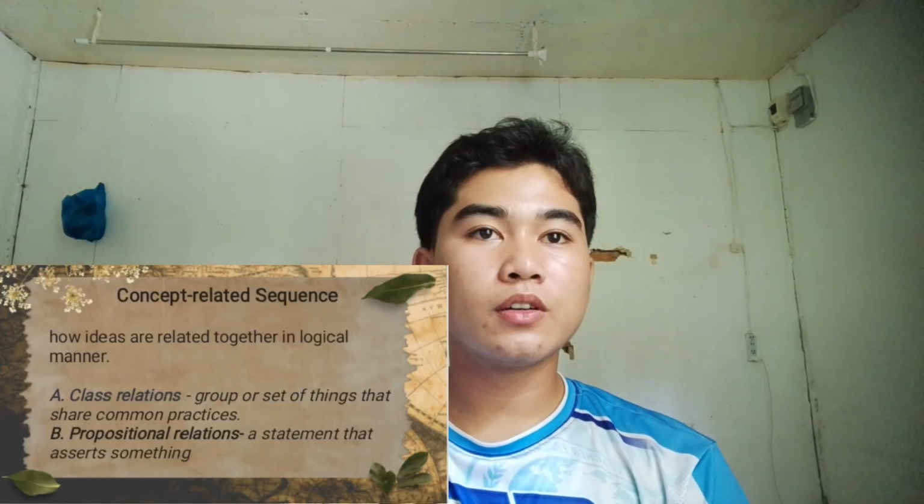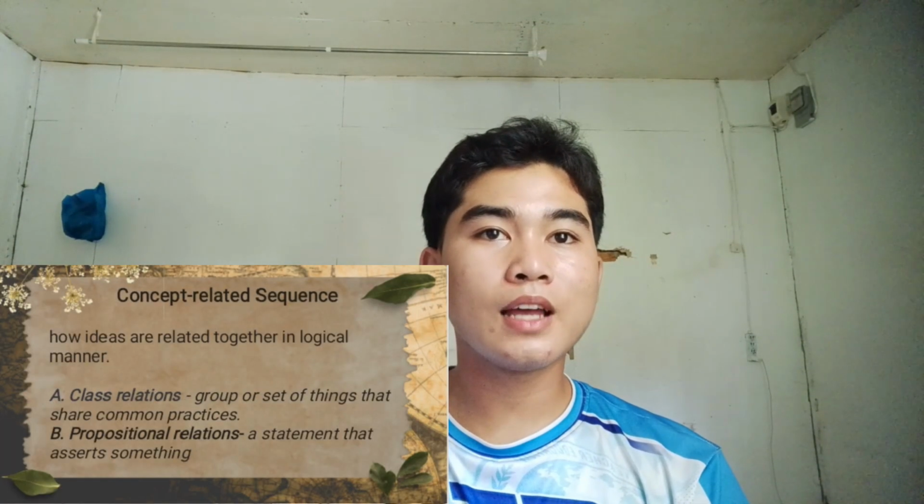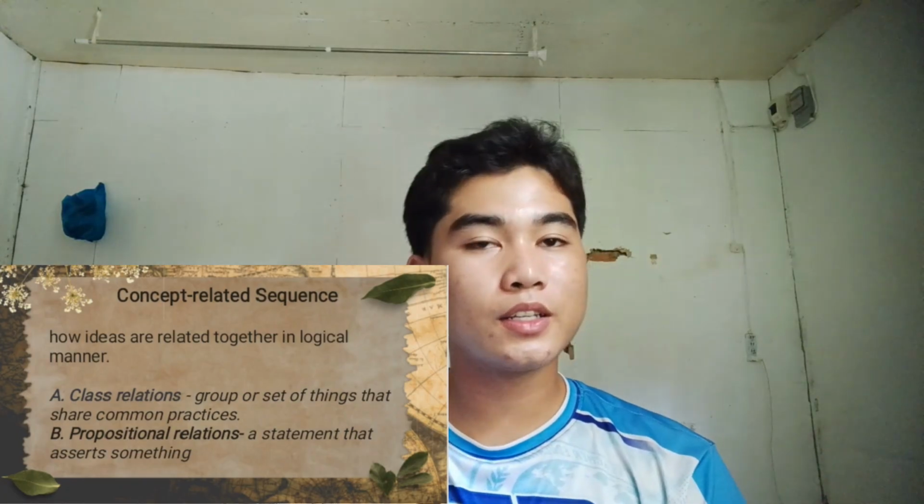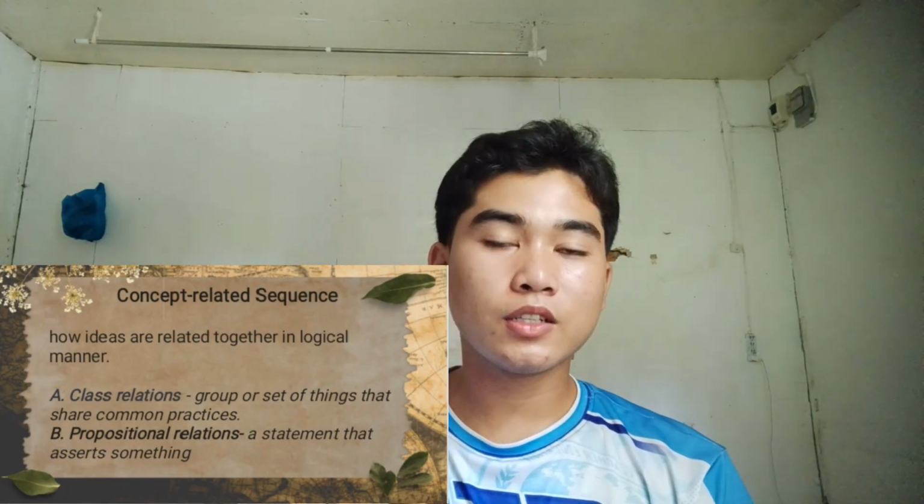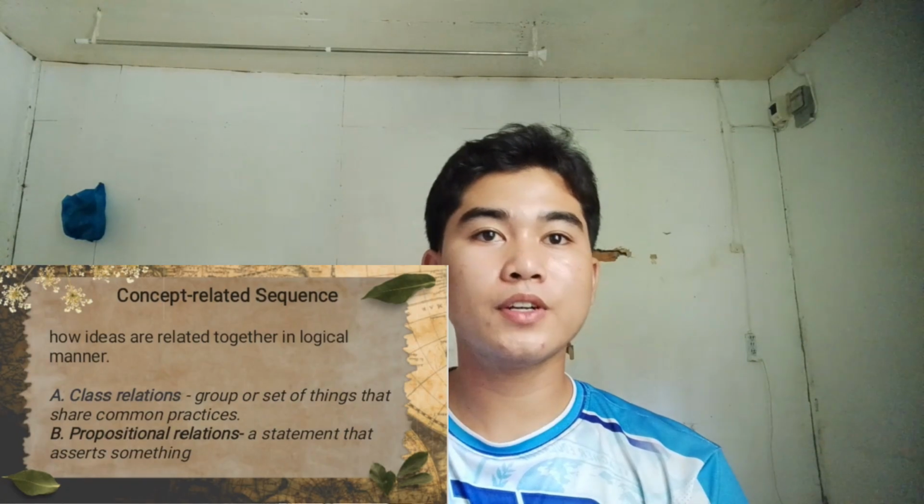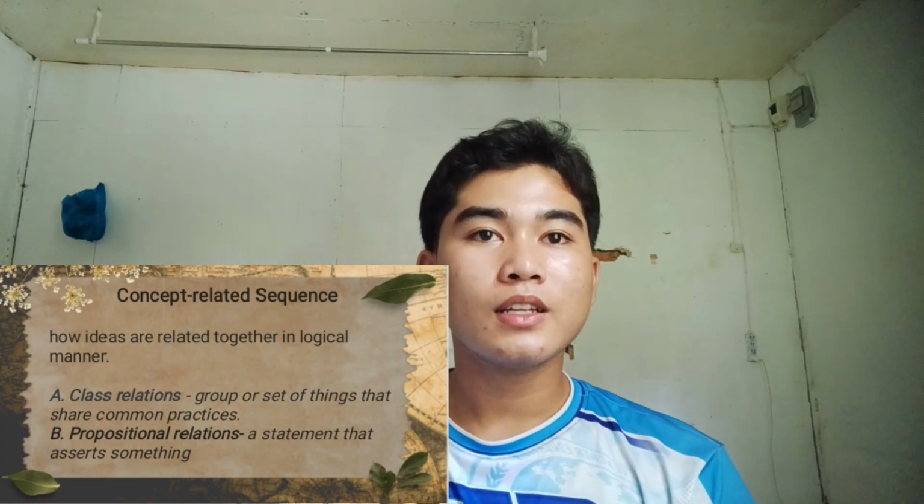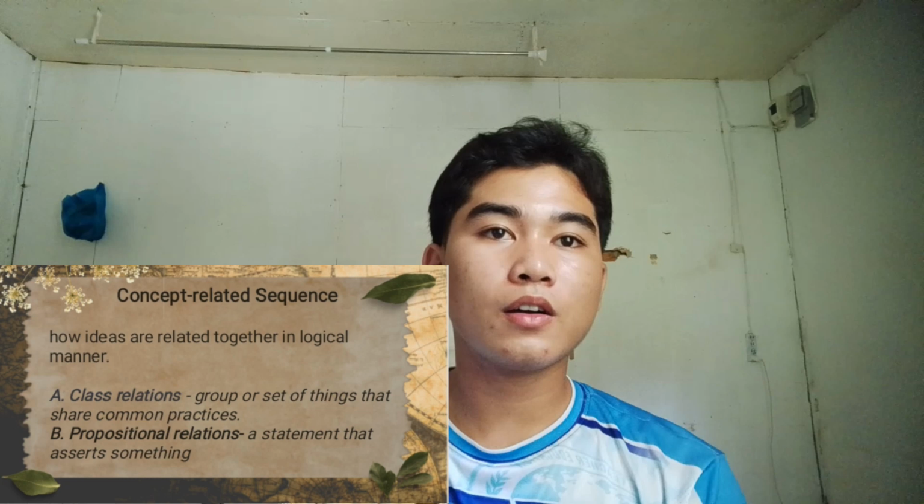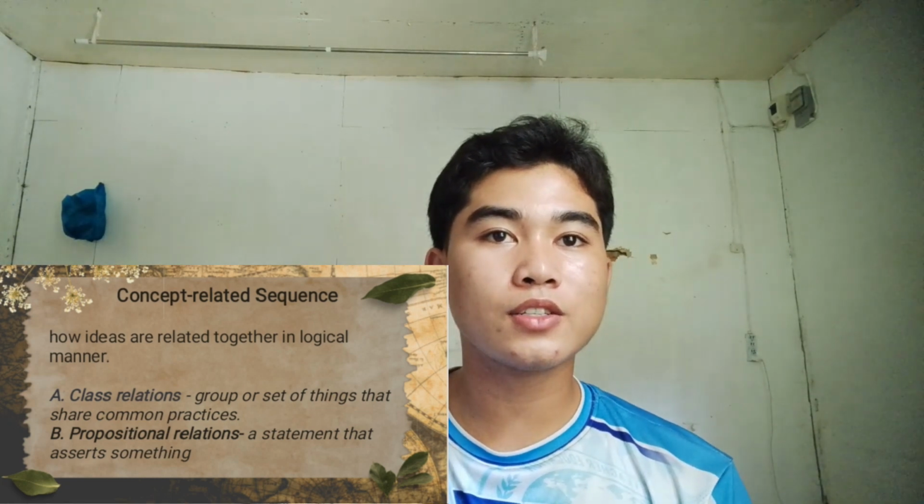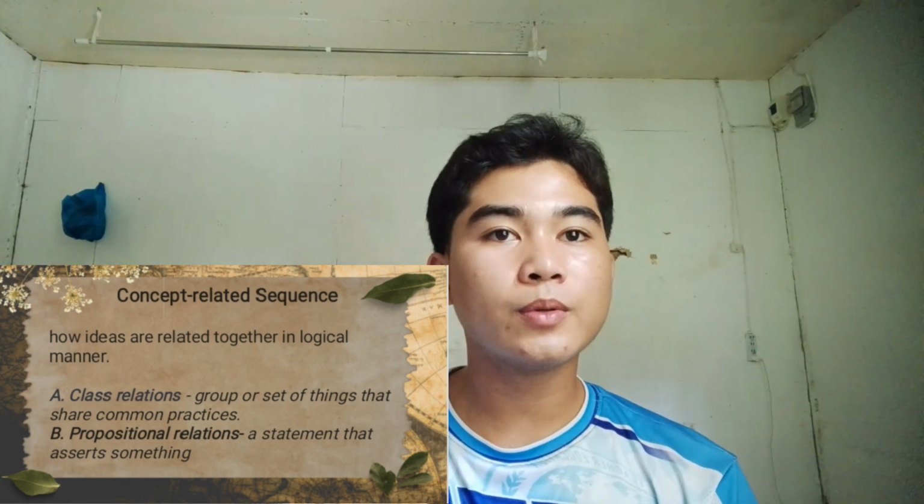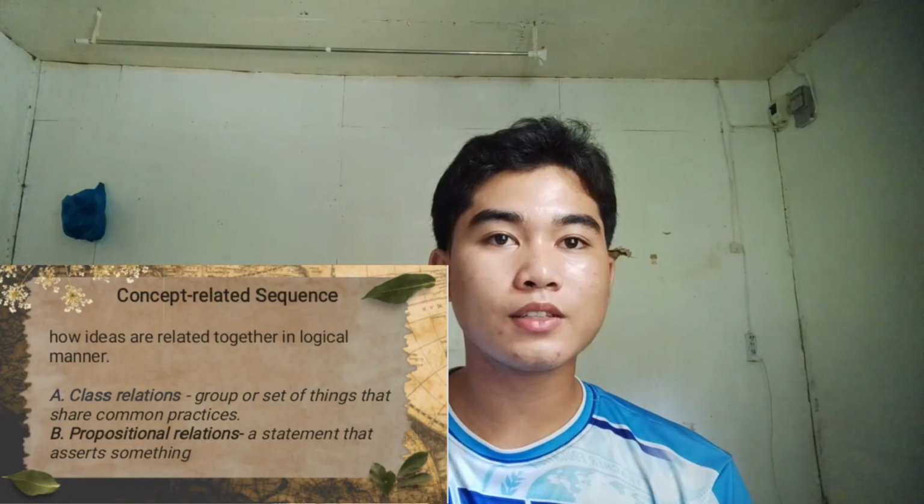Now let's proceed to concept-related sequence. It is how ideas are related together in a logical manner, and it includes two parts. First is class relations and second is propositional relations. Class relations are a group or a set of things that share common properties, while propositional relations are statements that assert something.